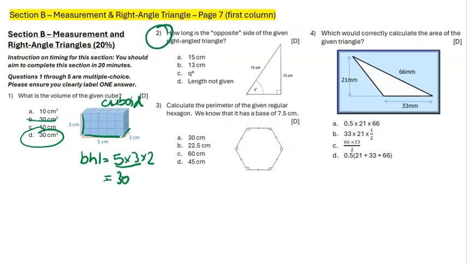So question number 2 is next. How long is the opposite side of the given right angle triangle? So this is kind of like trigonometry language. And hopefully your teacher told you about the 3 sides of triangles. You've got the hypotenuse, the opposite, and the adjacent. What I'm going to do is label my triangle to make my determination.